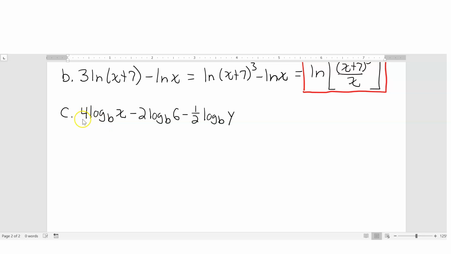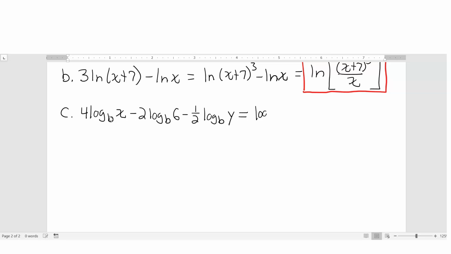In part C, we're given this expression, 4 log to base b of x minus 2 log to base b of 6 minus 1/2 log to base b of y. Again, none of the coefficients of those logarithmic terms are 1, so we must use the power rule in reverse to make those coefficients 1. So this will be our first step.